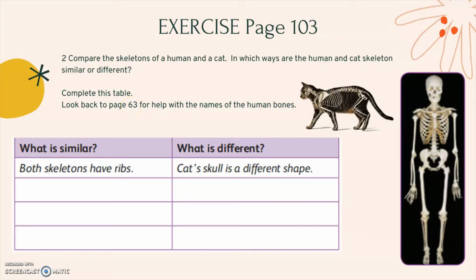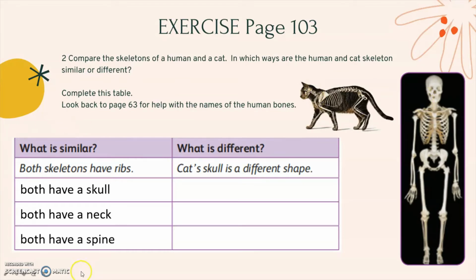Okay, this is the answer. What is similar? The first, both skeletons have ribs. And then, both of them have a skull. And then, both of them have a neck. And then, both of them have a spine or backbone. Good. And then, what makes them different?